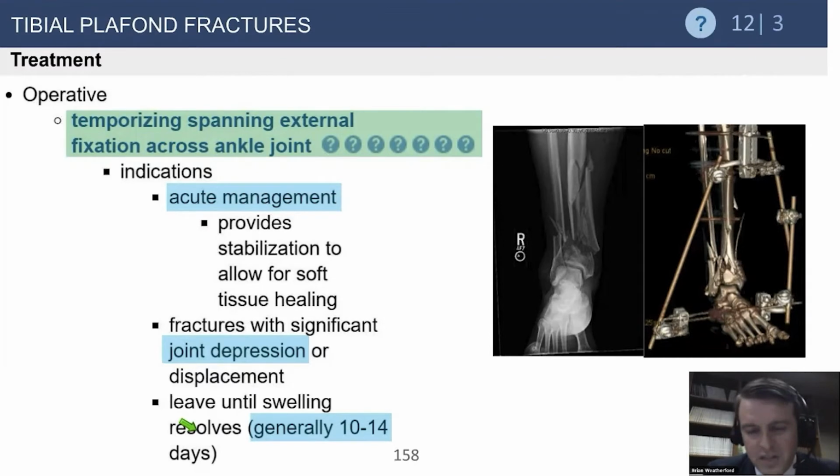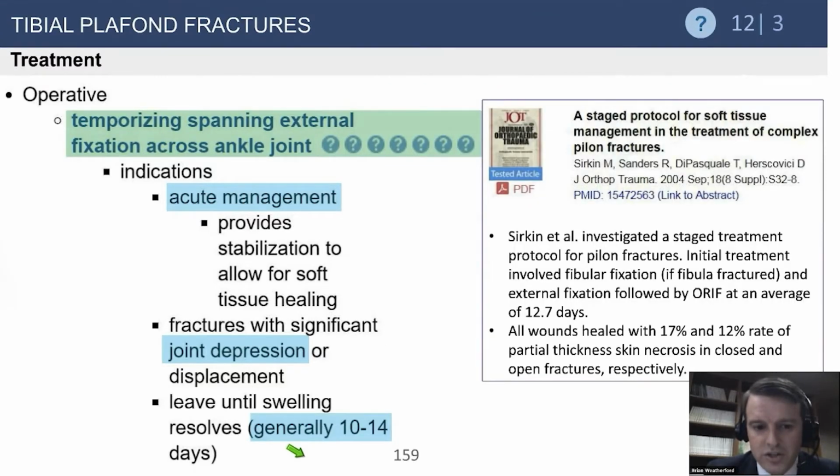So that means pins in the tibia, pins in the calcaneus. I typically prefer to include the foot as well, but that can be up to the treating physician. But you want to span the joint, realign the limb, regain length and alignment of the limb, and allow the soft tissues to calm down until the point where they are safe to undergo definitive fixation, which is typically at least 10 to 14 days and certainly can be longer than that in more severe injuries.